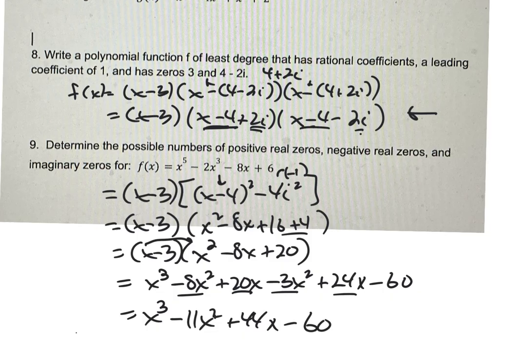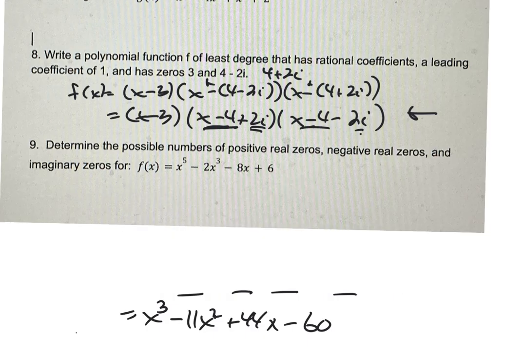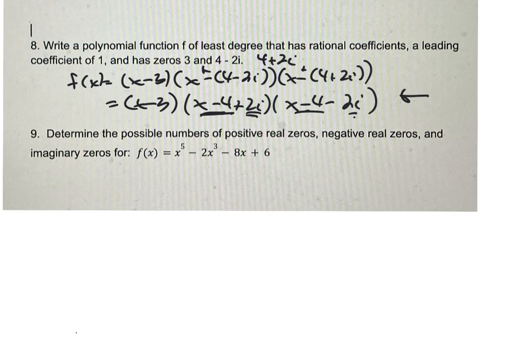And I got the minus 60 at the end. That was a lot of stuff. Lots of work there. All right, number 9. I'm erasing this, so I'll do number 9. Number 9, how many positive, negatives, and imaginary are there?